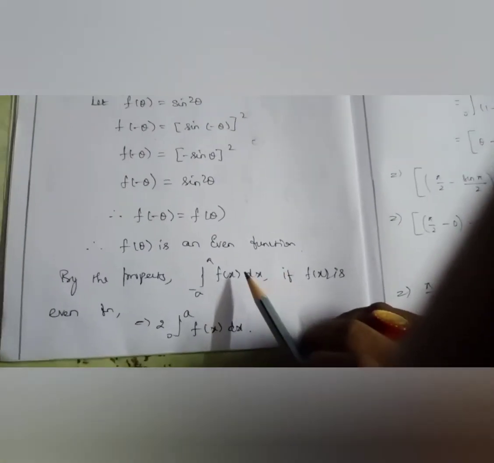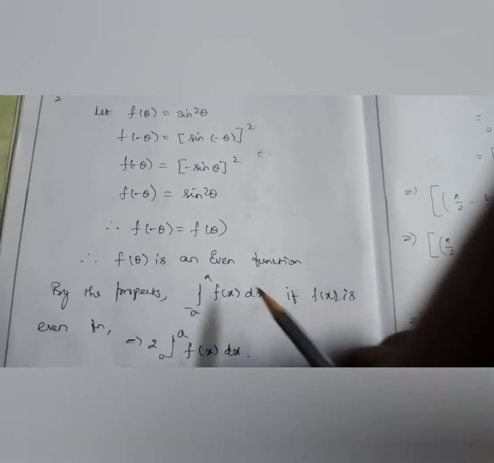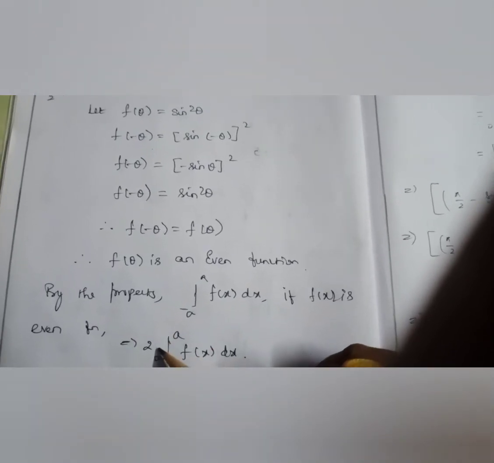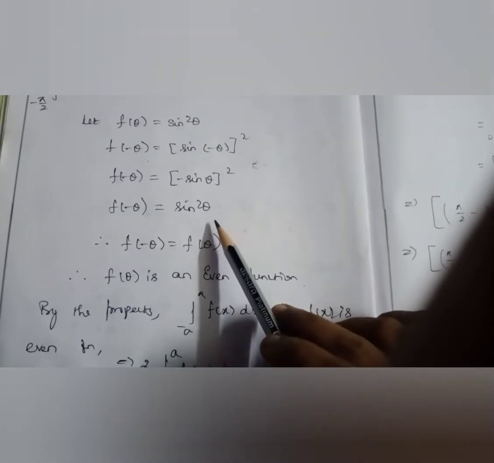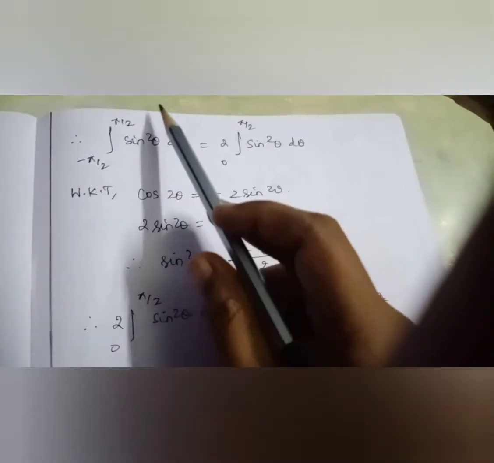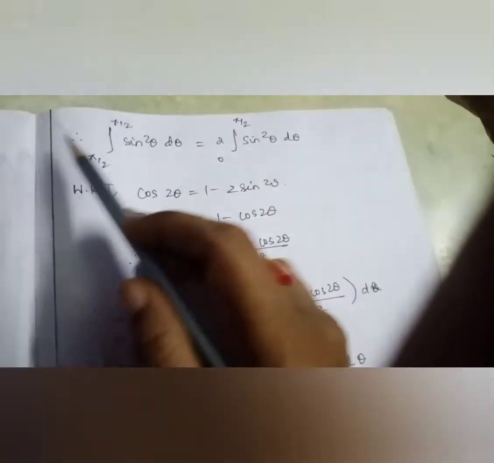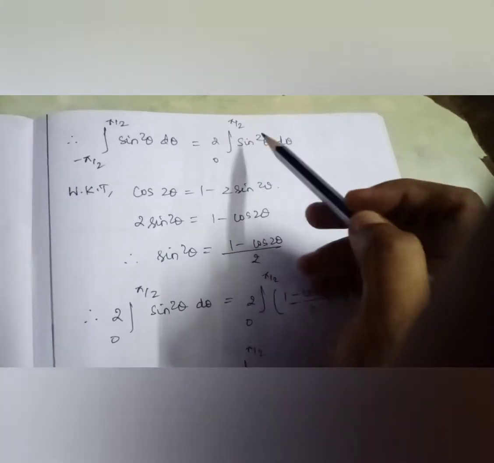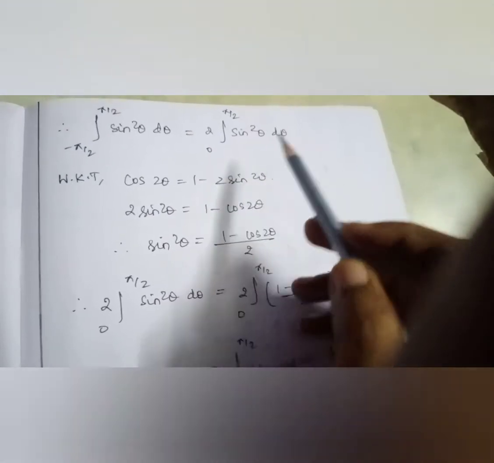Suppose it is an even function, we can write by the property integral minus a to a f of x dx, if f of x is an even function, as twice integral 0 to a f of x dx. What if it was an odd function? Obviously the whole integral will become 0. Okay, so this becomes integral minus pi by 2 to pi by 2 sine square theta d theta is equal to twice integral 0 to pi by 2 sine square theta d theta. Now see, the limit has been changed here because of the property, since it was an even function.